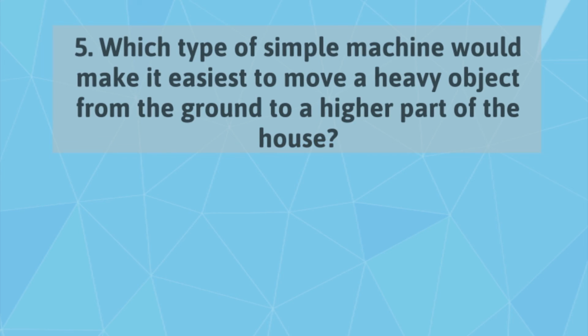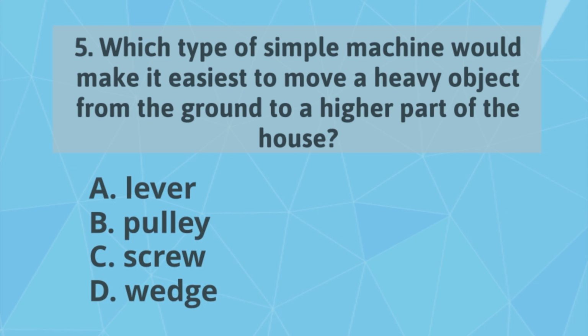Five. Which type of simple machine would make it easiest to move a heavy object from the ground to a higher part of the house? A. Lever. B. Pulley. C. Screw. D. Wedge.